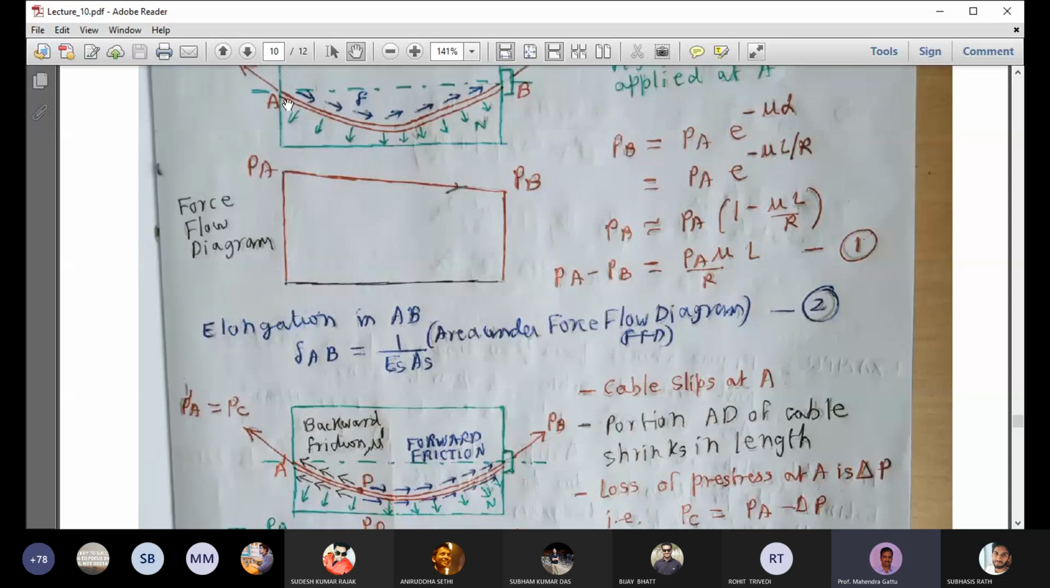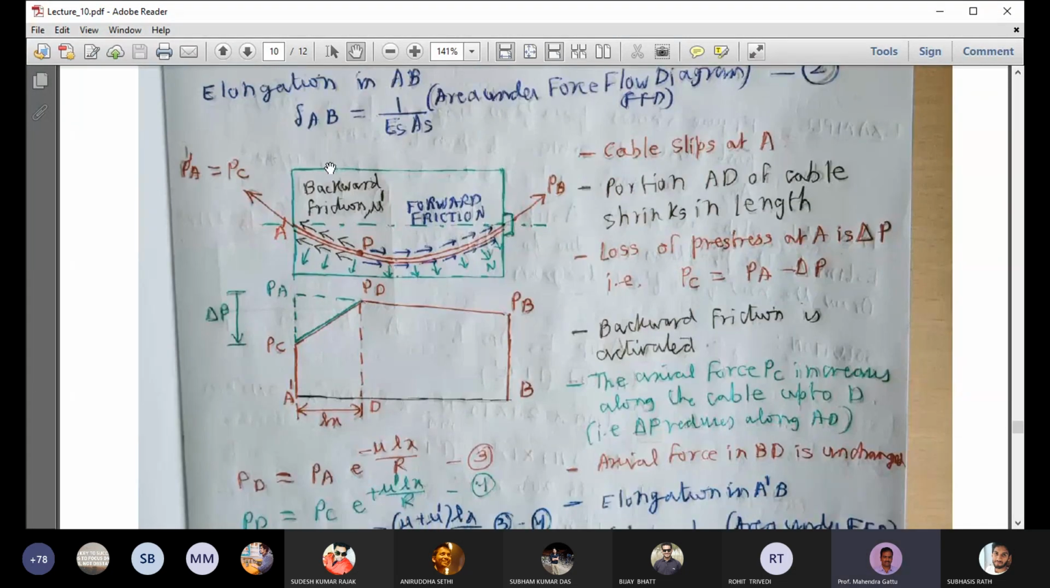Now the next step is we are having a slip occurring at point A. So this is a little involved, so I request you to pay attention. Here there is a slip occurring at point A. So the cable slips at A. When the cable is slipping at A, the shrinking of the cable will occur, but that shrinking will not occur over the entire cable length. It will occur only for part of the cable. Okay, part of the cable will shrink when there is a slipping here.